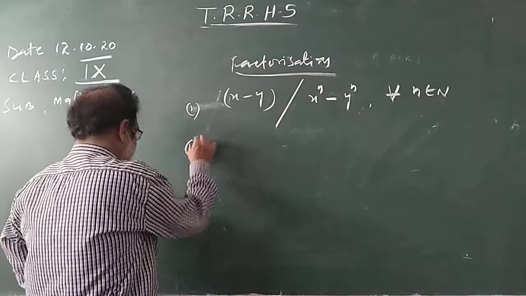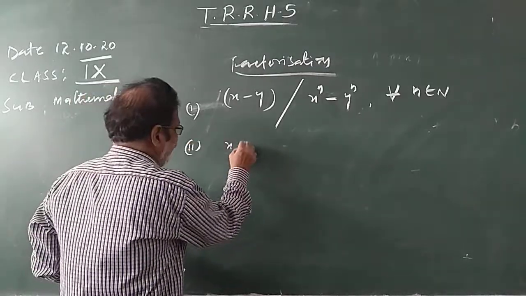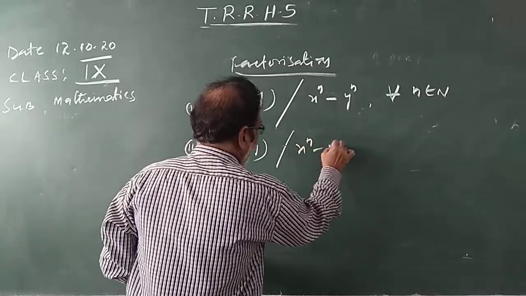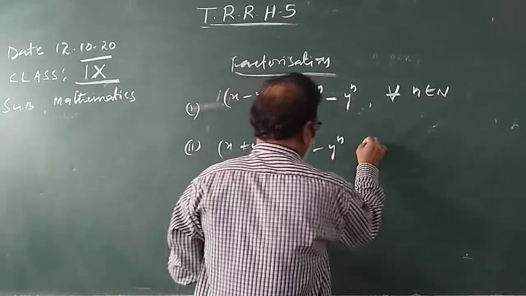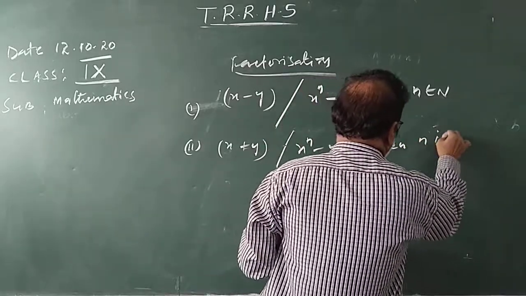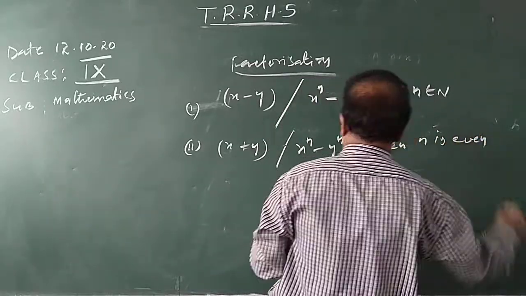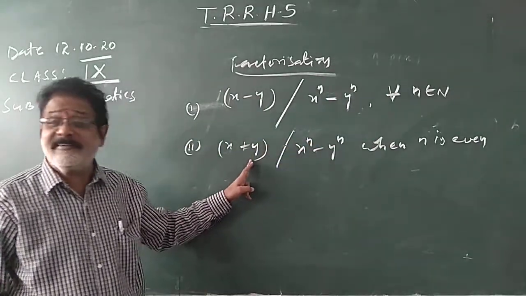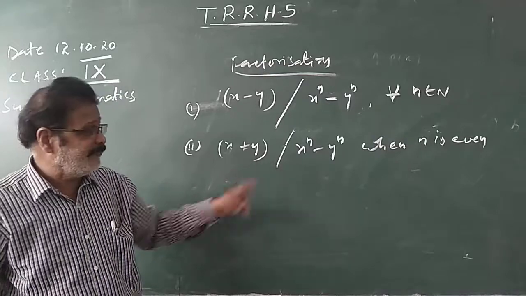The second one is x plus y. X plus y is a factor of x to the power of n minus y to the power of n when n is even. N means the power, and these are the even numbers. Then x plus y is a factor.